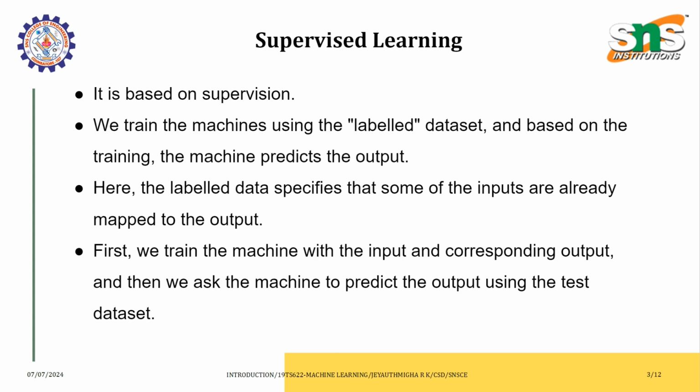Supervised learning is based on supervision. Here we train the machine using the labeled dataset. Based on the training, the machine predicts the output. Here, the labeled data specifies that some of the inputs are already mapped to the output. First, we train the machine with the input and corresponding output. And then we ask the machine to predict the output using the test dataset.